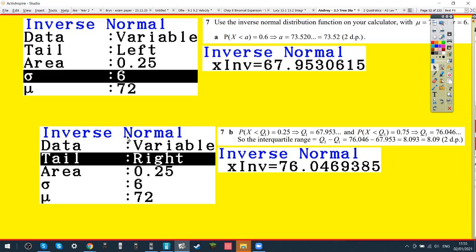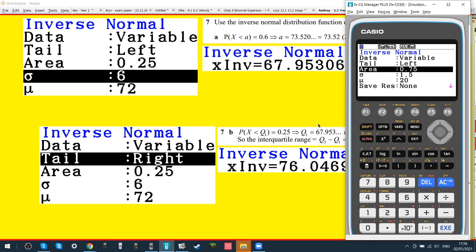So I did it a bit of a different way. I said the tail right 0.25 and tail left 0.25. I want to try tail central. Just want to see what happens. Tail central. The area for the interquartile range, what's it going to be? 0.5. Yeah.